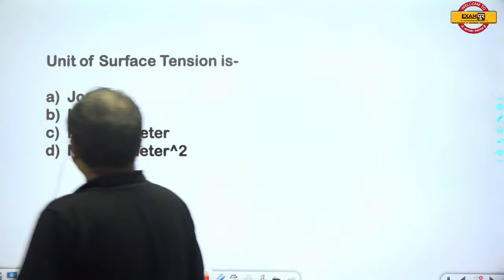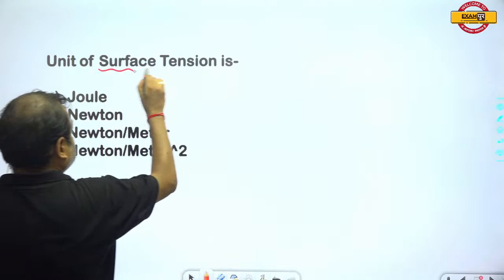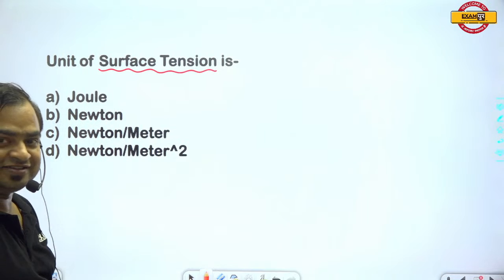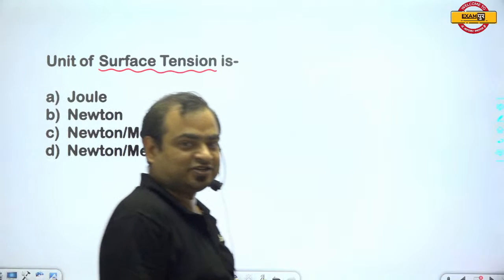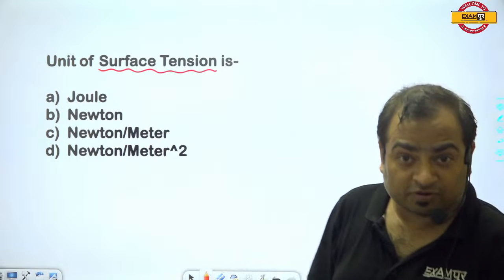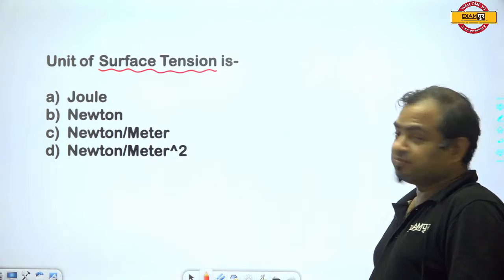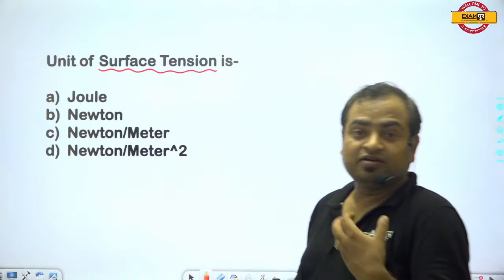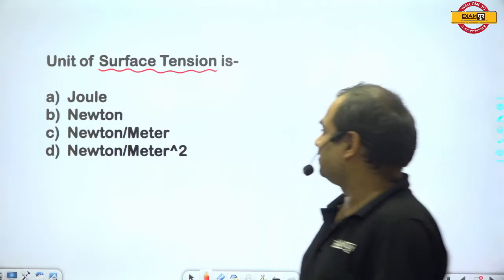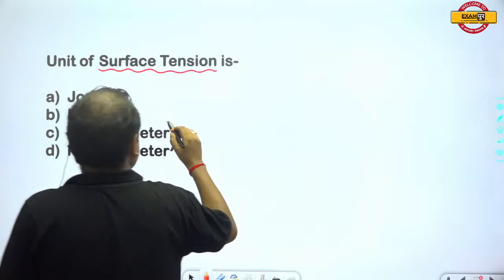Unit of surface tension. I have explained the tension in the string, and that is the linear tension. Actually, here we are talking about the surface tension. When we talk about the surface tension, it means something else than Newton.